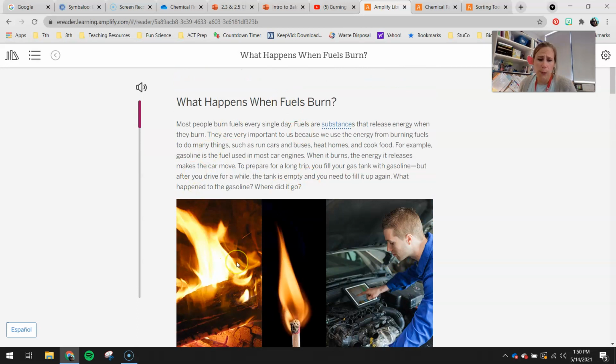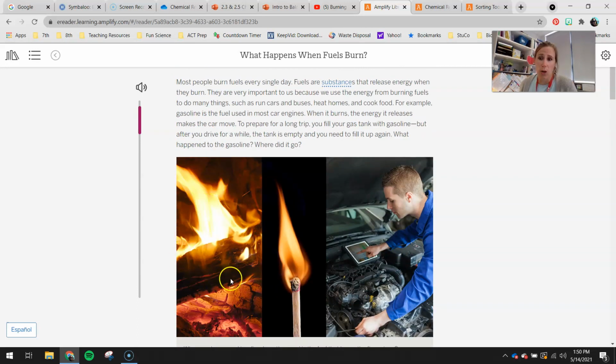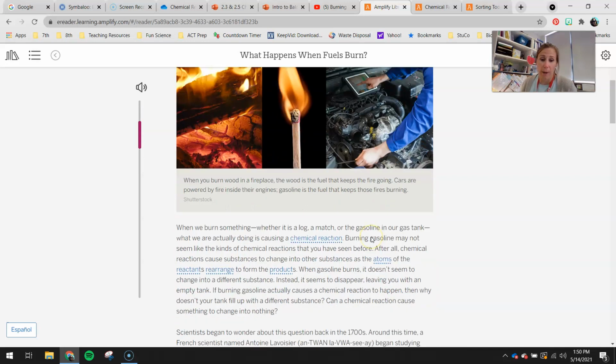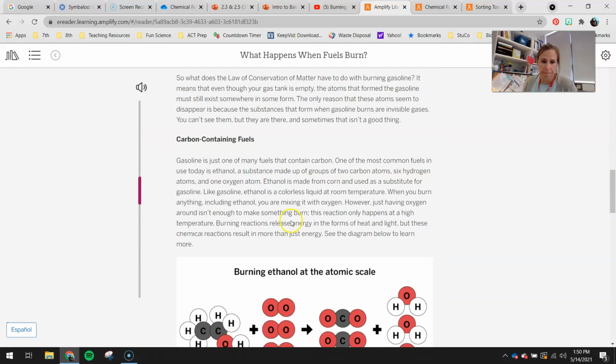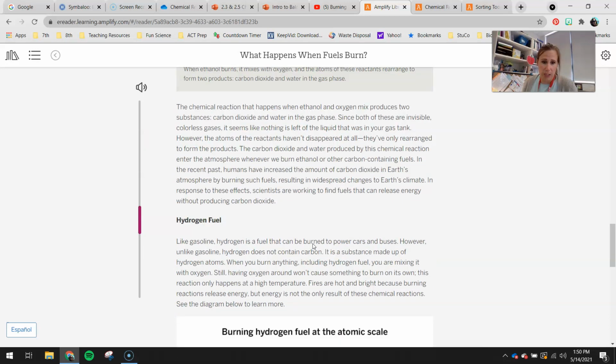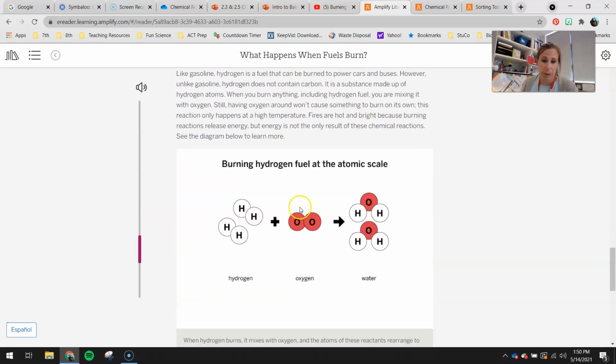Okay, for the most part, when we think of fuel, we think of things like wood is a fuel, a match is a fuel, or like gasoline is a fuel. Even the natural gas in your house that you burn for maybe heat is a fuel. Those are all carbon-based fuels, and when we burn them, it goes through a reaction called combustion. So it always uses oxygen to burn it, and it always forms carbon dioxide and water. Okay, so you guys can read more about these carbon-based fuels, and then read about hydrogen fuels. Hydrogen fuels do not go through combustion like carbon fuels do.